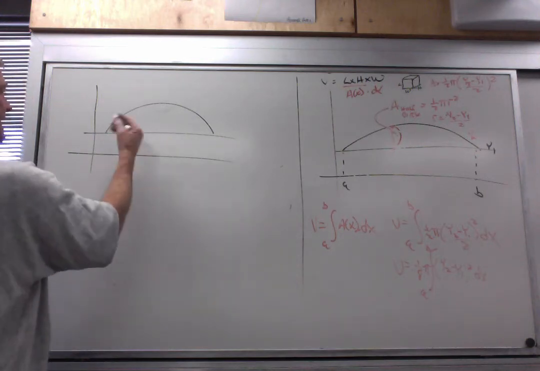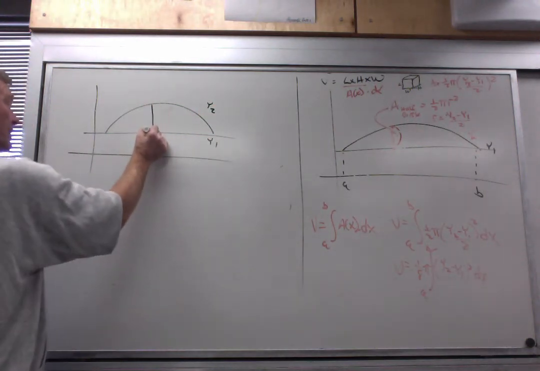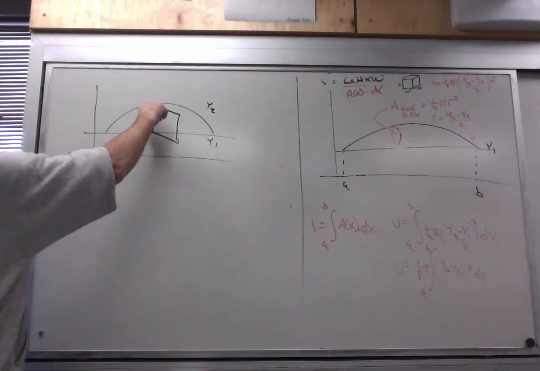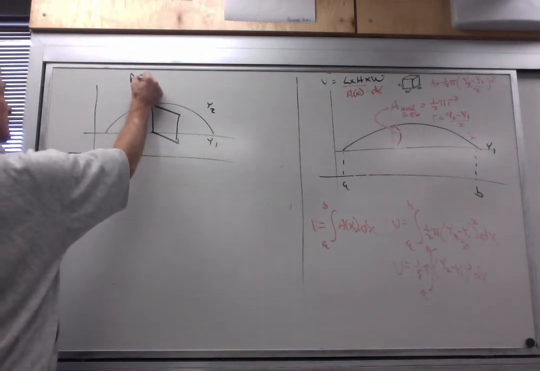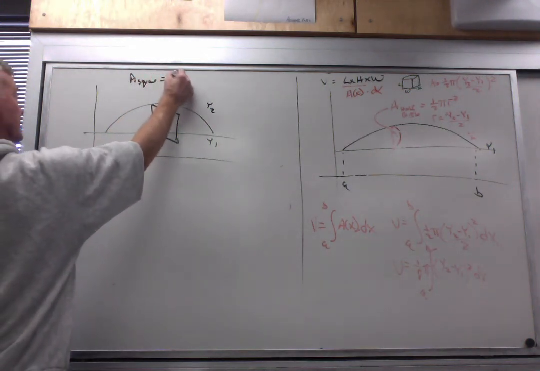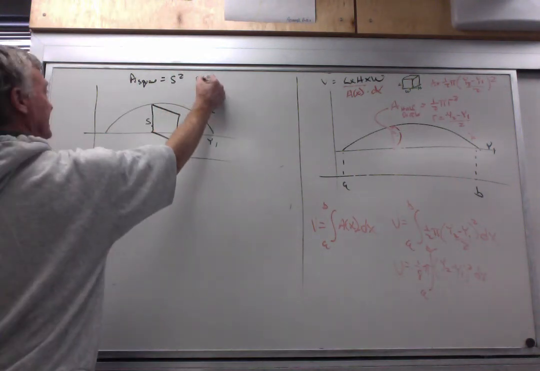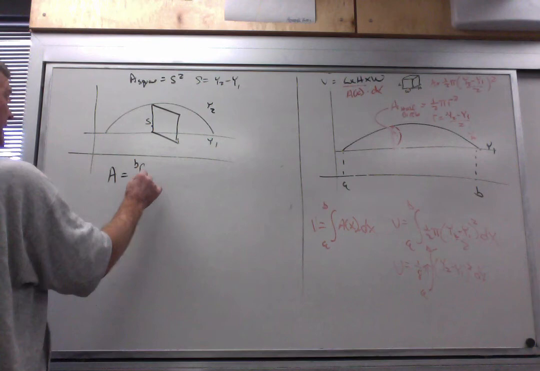I've got my same shape, y2, y1, and I'm going to put a square in here. So it's going to come out from the board. What's the area of a square? Well, obviously it's side squared. Well, what's the side? That's the side. Side is y2 minus y1. And therefore, the volume is going to be from B to A, y2 minus y1 squared dx.